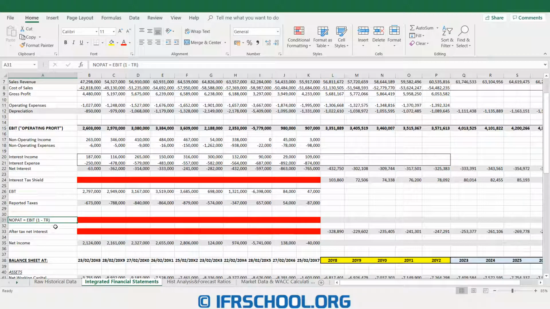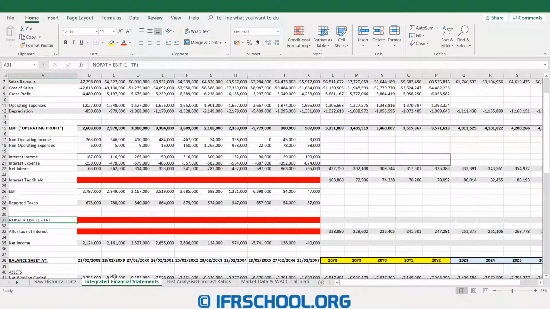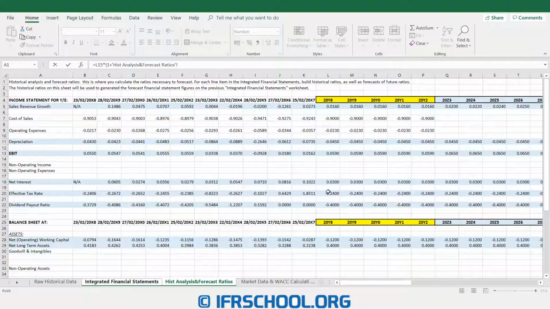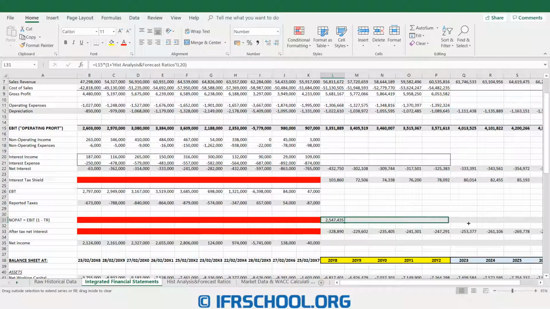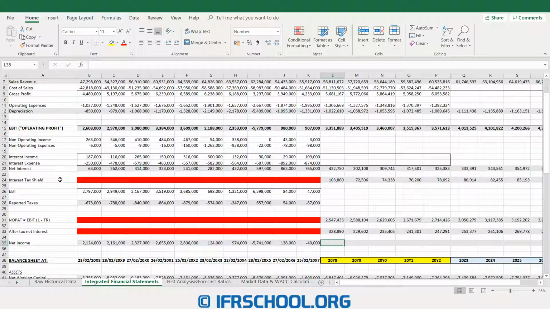NOPAT equals EBIT multiplied by 1 less the effective tax rate. Remember, we have stored our forecast effective tax rates as negative figures. Therefore, we can forecast NOPAT by multiplying our forecast EBIT figures by 1 plus our negative forecast effective tax rate. Finally, to derive the forecast net income figures, we will subtract after-tax net interest from NOPAT.